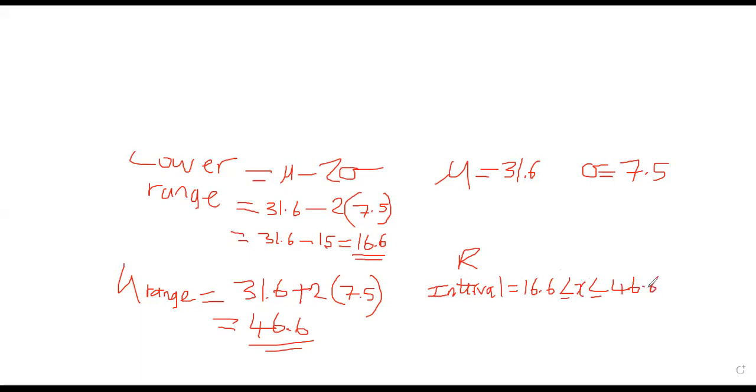46.6. So this is how you find the interval when they say within the 2 standard deviations of the mean. When you have found the mean and the standard deviation, you just substitute to find the lower bound and then to find the upper bound. So this is the range or the interval that is supposed to be there.